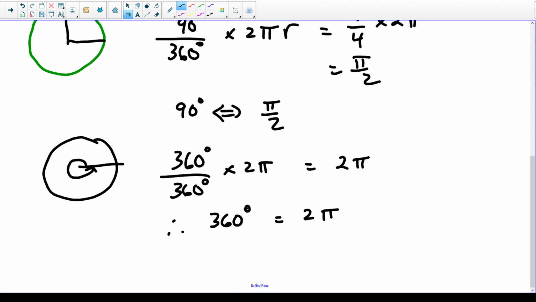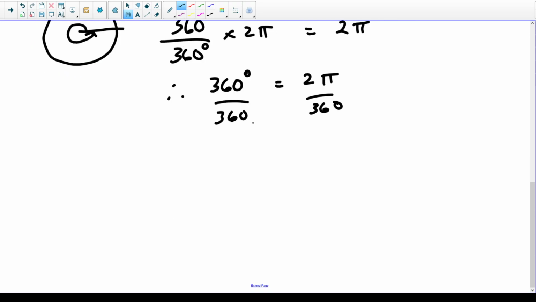And what that leads us to is, if I divide both sides by 360, and this time I'm not dividing by a degree measure, I'm just getting rid of the 360 by dividing by 360, and that's going to give me 1 degree. If I simplify the 2 and the 360, I end up with pi over 180. And this is actually what we call the conversion from 1 degree to radians. This is what we call our conversion factor.